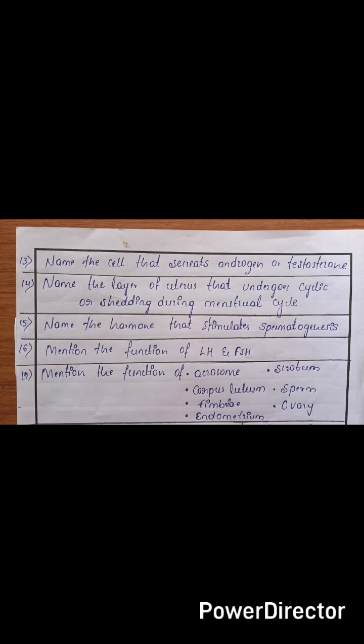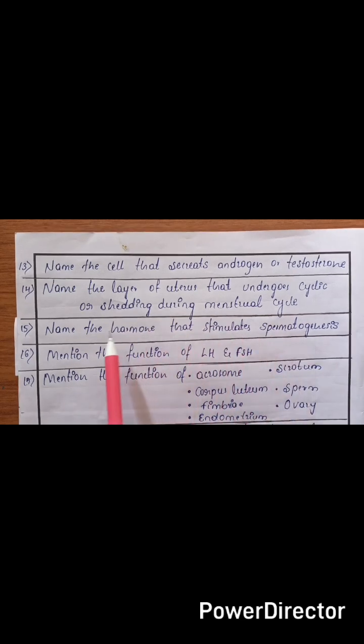13th question, name the cell that secretes androgen or testosterone. 14th question, name the layer of uterus that undergoes cyclic shedding during the menstrual cycle. 15th question, name the hormone that stimulates spermatogenesis. 16th question, mention the function of LH and FSH. LH means luteinizing hormone and FSH means follicle stimulating hormone.